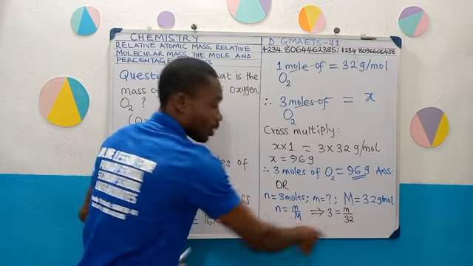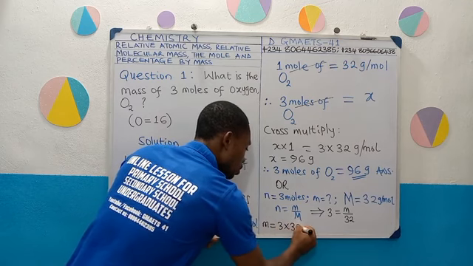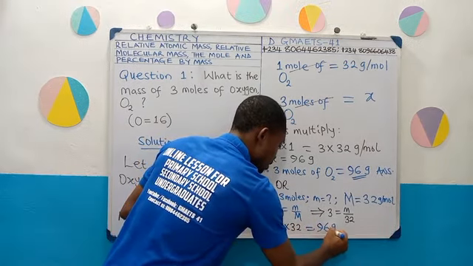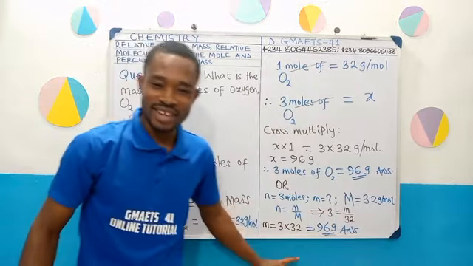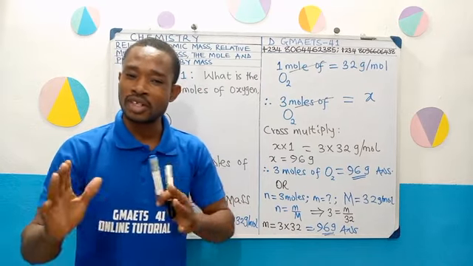So from here, you cross multiply, you know that. So that the mass will now give you 3 times 32. 3 times 32 will give us what? 96 grams. Answer. So it's the same as this. You can use the formula directly and get your answer. Is that okay? The choice is yours. I've put you through all the things you need.